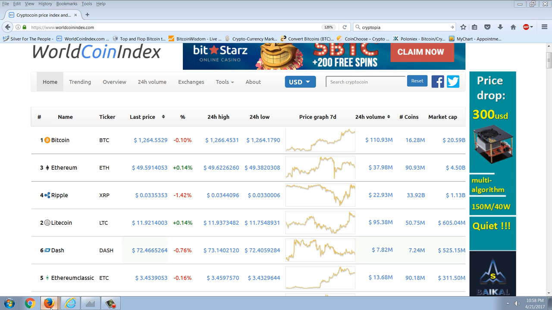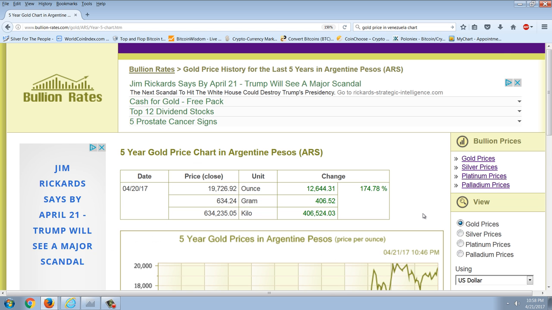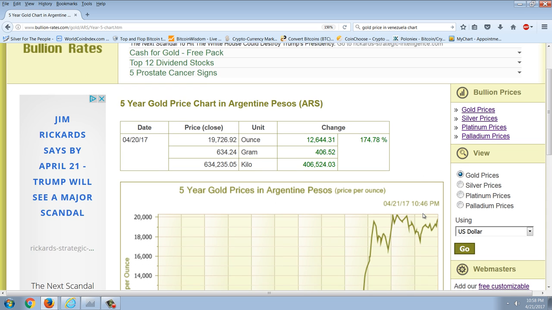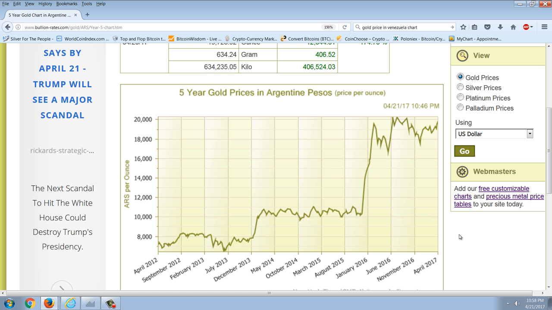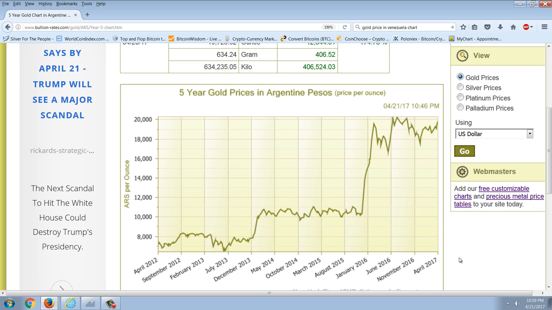So let's get back over to those secondary gold charts. I want to start off here with, and the best I can get here at bullionrate.com is a 5-year. I can't get a longer than 5-year chart, but we can see the pattern here really clearly in the Argentine peso. This is a very clear pennant formation forming up here. It looks like gold is going to go up again versus the peso.